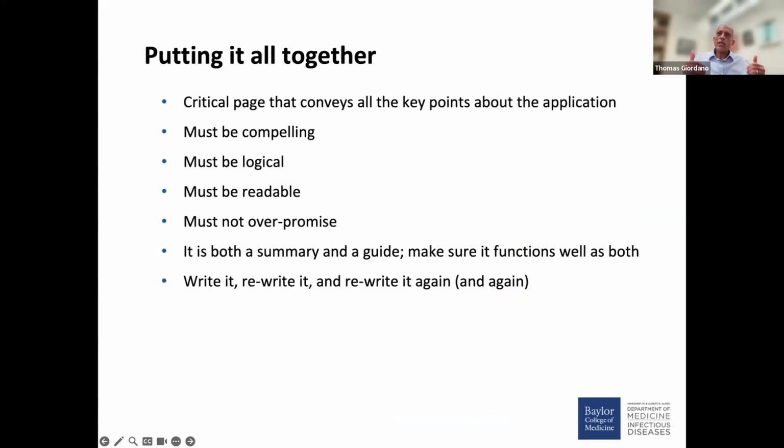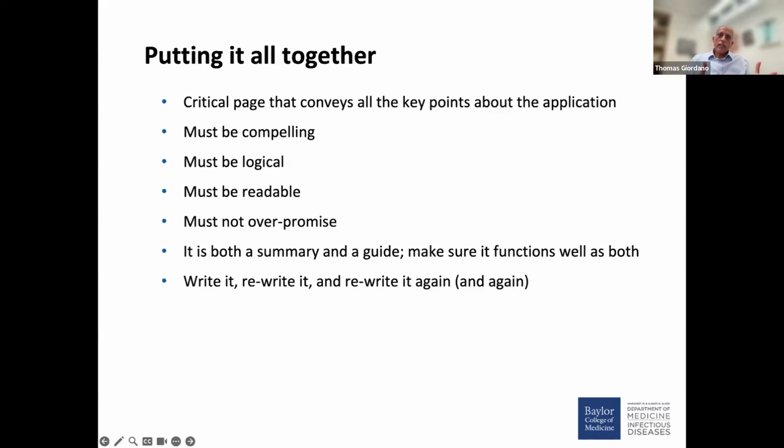It conveys all the key points about the application. It's got to be compelling. It's got to be logical. It's got to be readable, because the reviewers might go back to it. You can't overpromise, but it's got to be substantive enough to meet the goals of the opportunity. It's both a summary and a guide. So it summarizes what you're going to do, but it also sets the stage for the reviewer to know what's coming. And so it needs to function as both a summary and a guide.